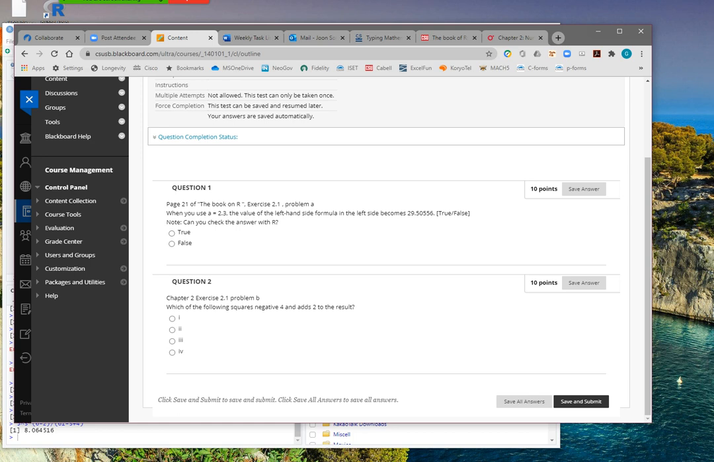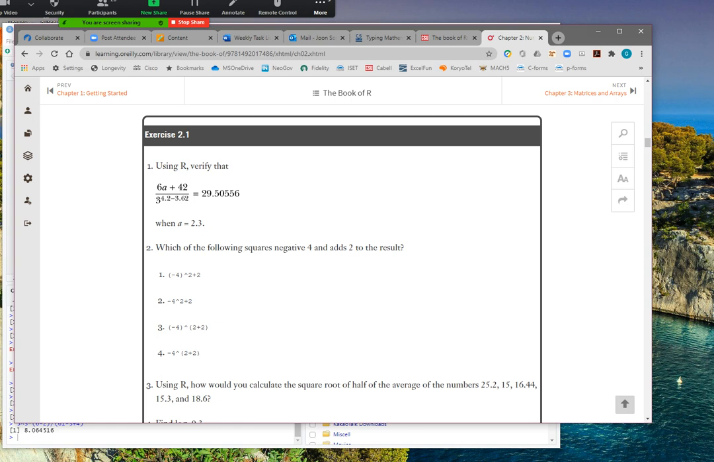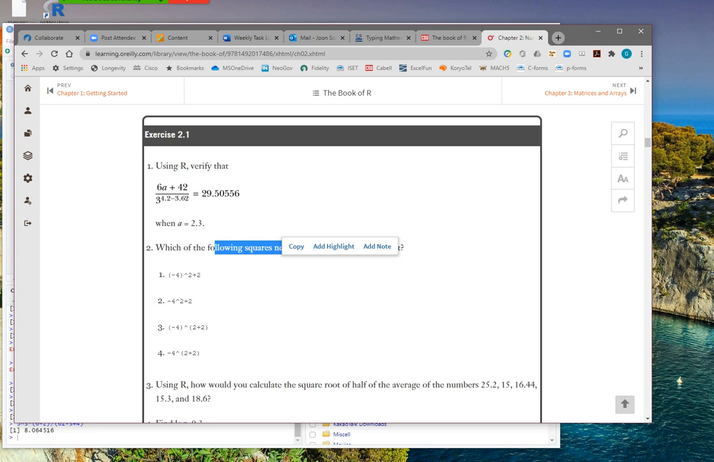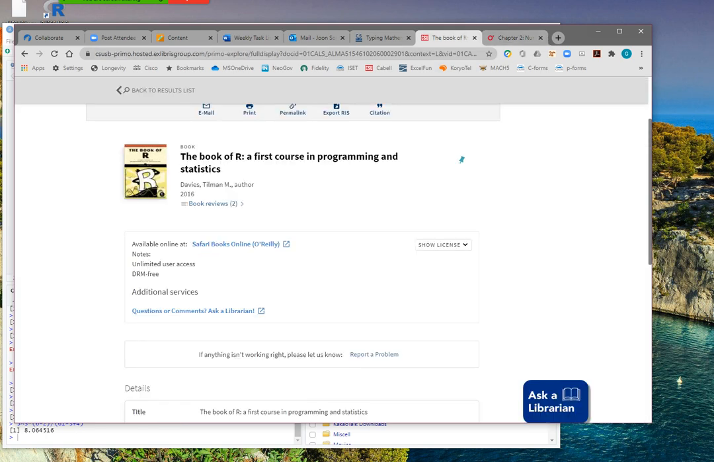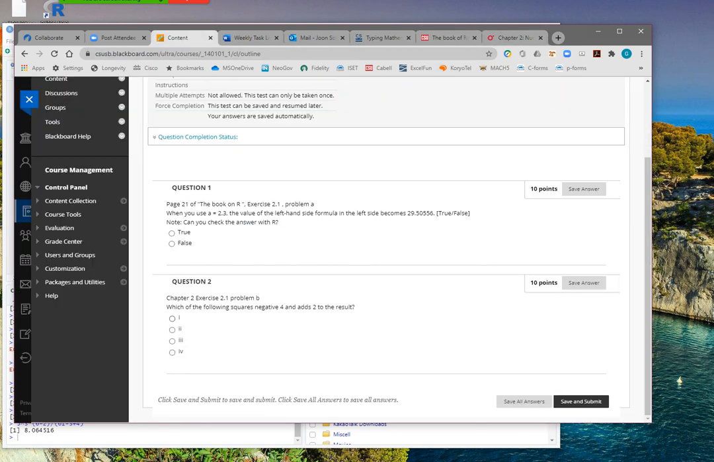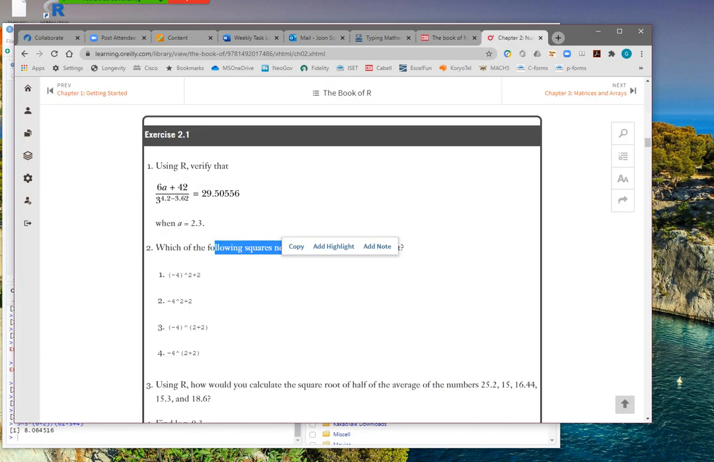And for chapter 2, exercise problem B: which of the following squares -4 and adds to the result? This is choice 1, 2, 3, 4, so you have to select one of the answers. So here's the problem. I'll give you a couple of minutes, and do the attendance quiz right now.